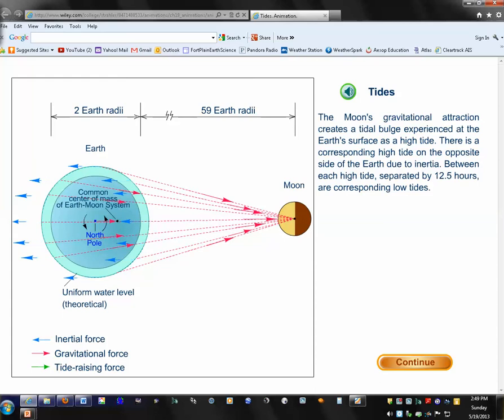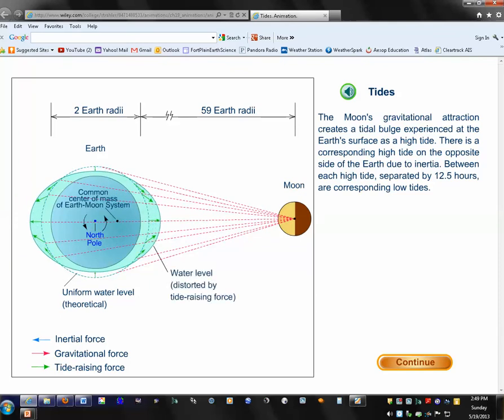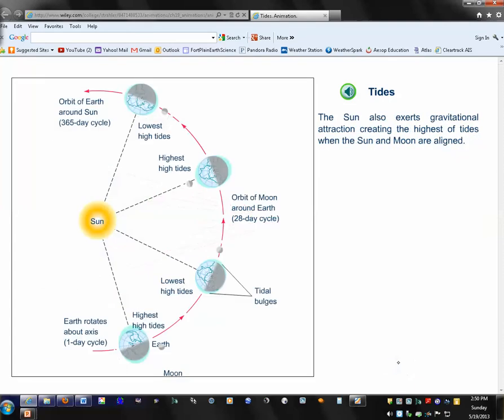Moving on. So this is showing how the moon's gravitational attraction creates the tidal bulge on the moon side, and then the corresponding opposite side of the Earth's high tide or bulge due to the inertial force being stronger than the moon's gravitational force acting on that far side of the Earth. And the sun, as we talked about before, also exerts a gravitational force. And as you can see, it's highest when the moon and the sun are in alignment with the Earth. And it's the least effect when the Earth, moon, and sun are at right angles.